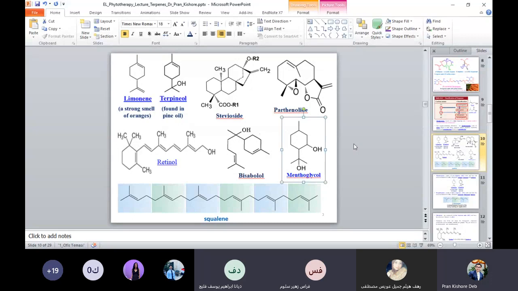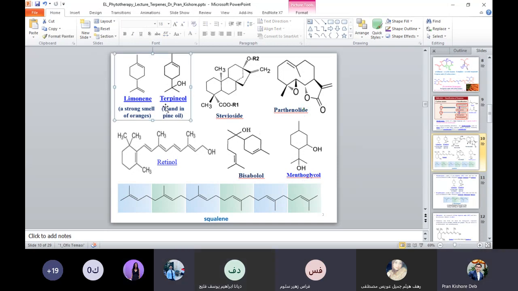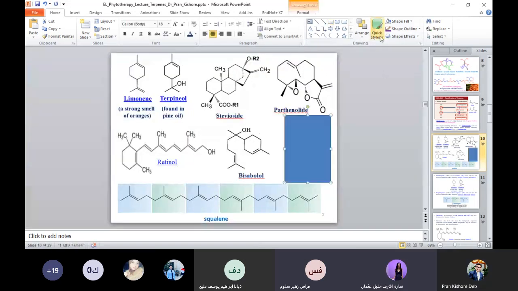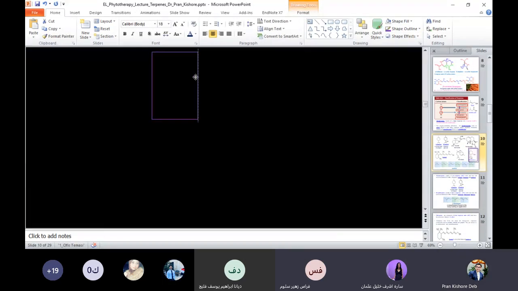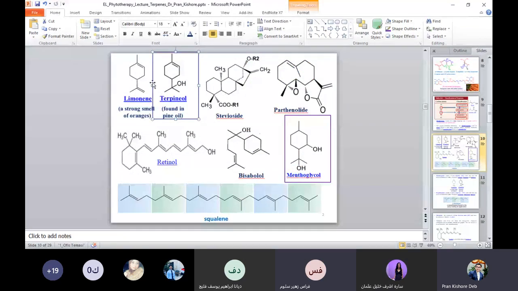What is another example? How about the others? Terpineol. Is menthol glycol correct? Terpenoid, yes. So these are terpineol and menthol glycol. These two are the examples of monoterpenoid.